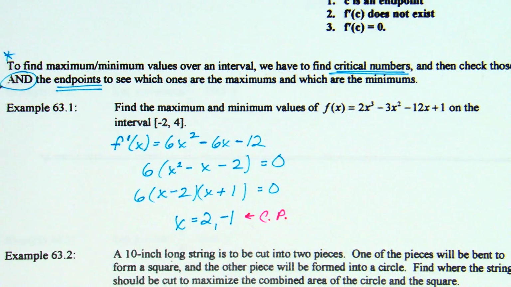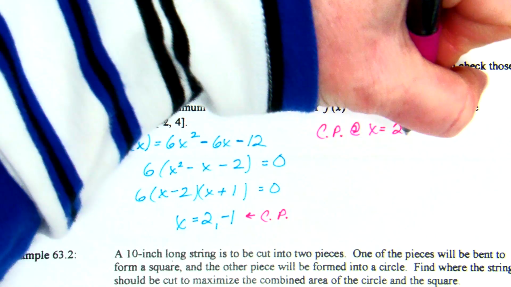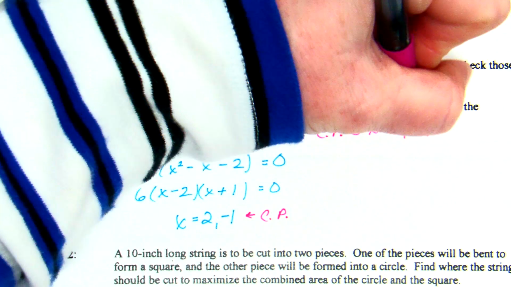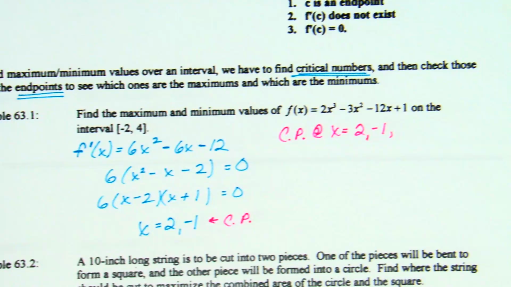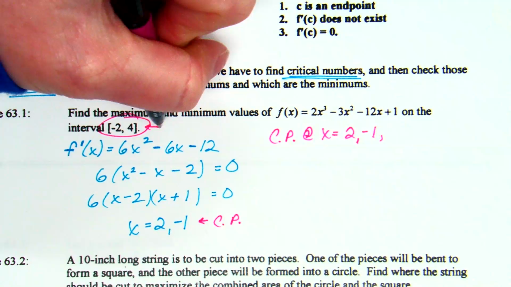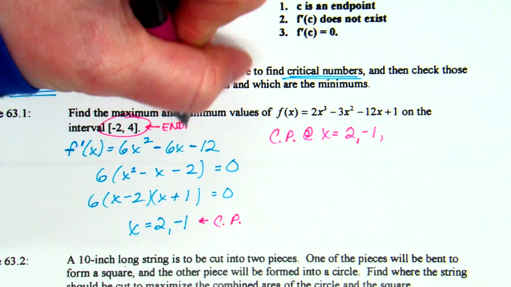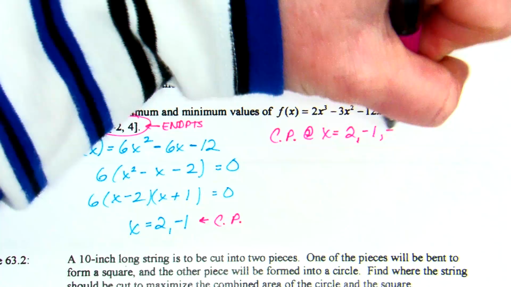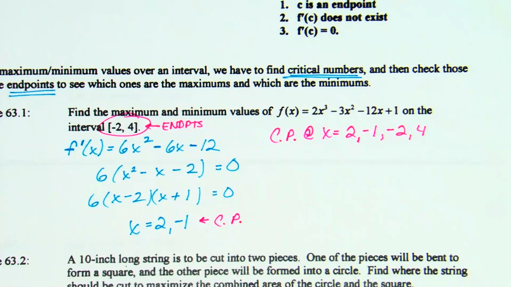So, we just found those critical points right there, yes? We have critical points at x equals 2, -1. And what else should we consider critical points that we're going to have to check? -2 and 4 because those are your endpoints. So I went from having 2 values to now having 4 because we have to think about the endpoints.